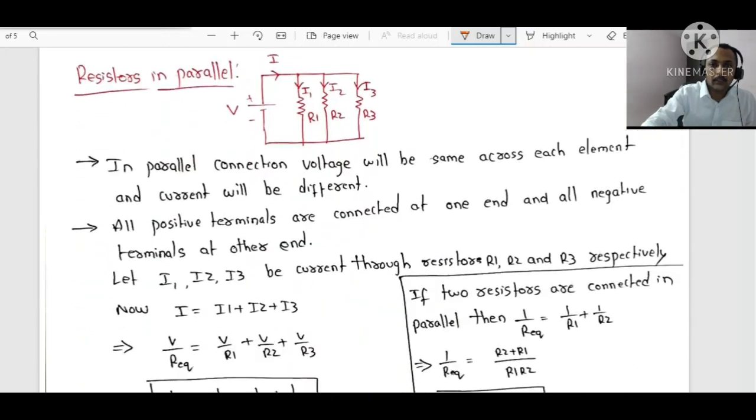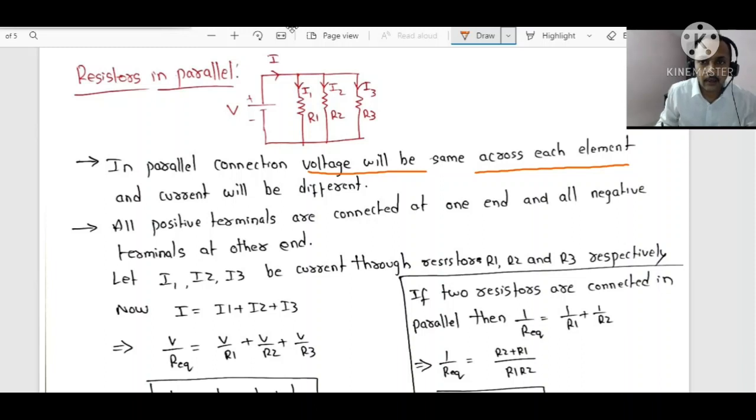Now observe the resistors in parallel. When can you say that they are all in parallel? In a parallel connection, the voltage will be the same across each element. This point is very, very important. In a series connection, dear students, what will be the same? Current will be the same. In a parallel connection, what will be the same? Voltage will be the same across each element.